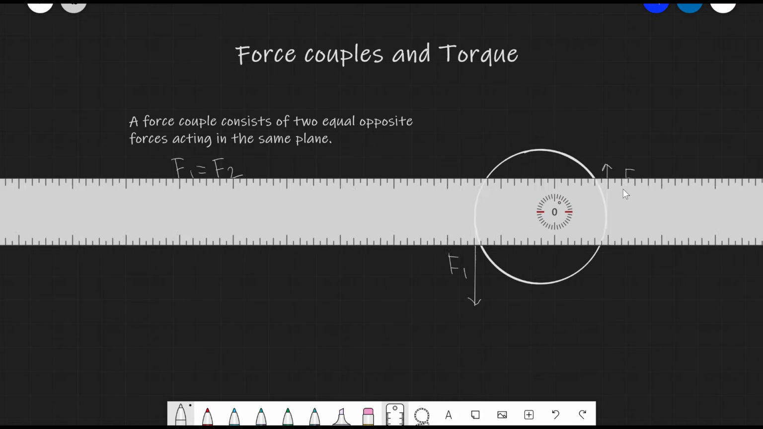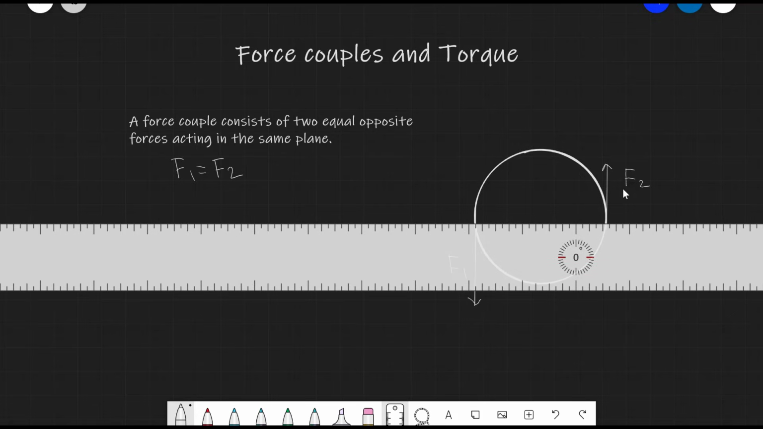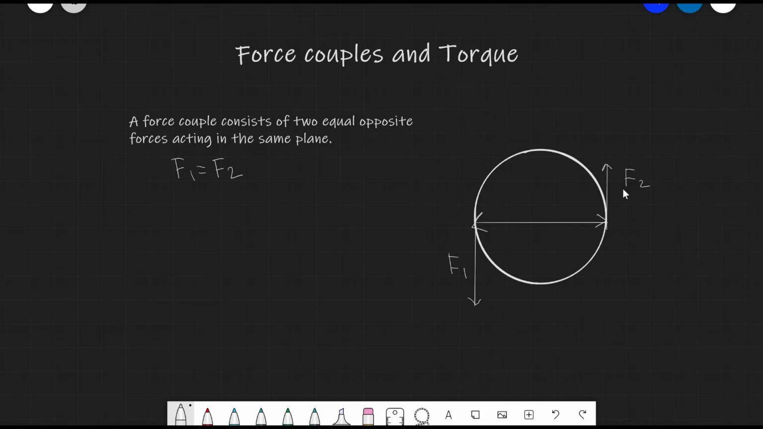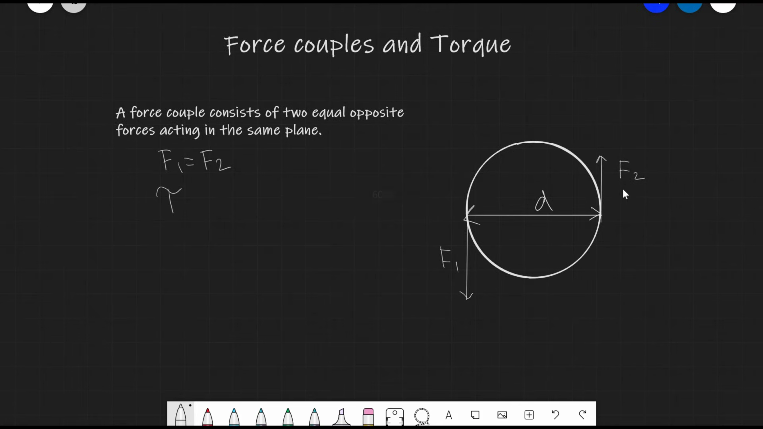Now, torque is defined as essentially the net moment. Let's say that those forces are separated by a distance d. The torque, which is given this Greek letter tau, is defined as the magnitude of one of those forces, let's call it F, multiplied by the distance. So assuming that F1 is equal to F2 and that's equal to F, the torque is equal to the magnitude of one of those forces multiplied by the distance between them.